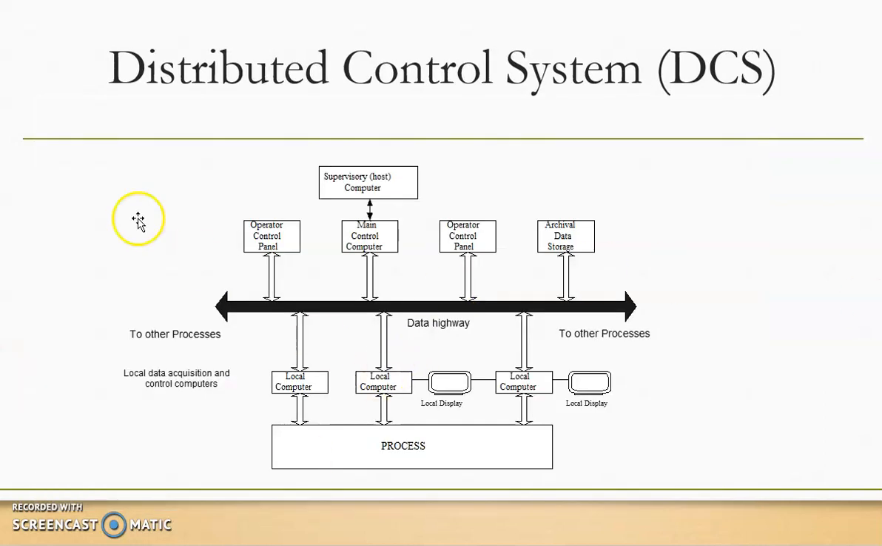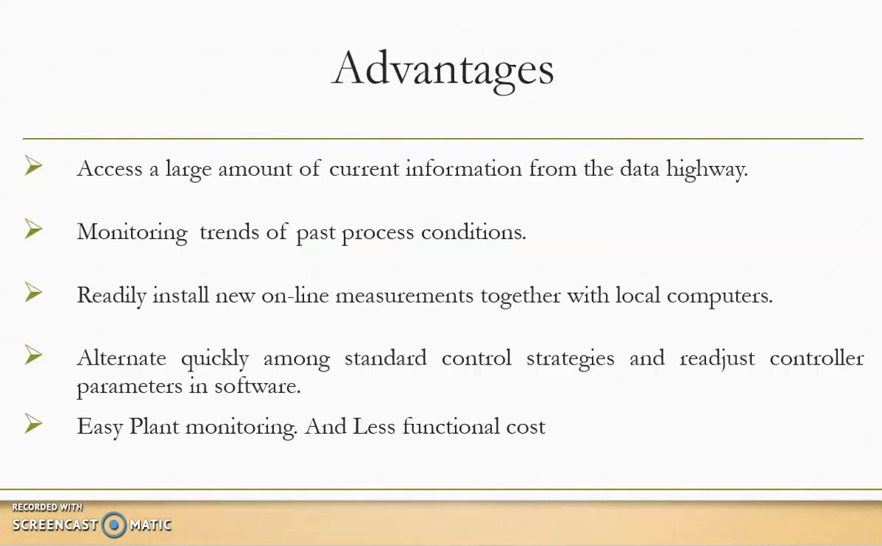So on paper we can draw this kind of diagram. The process is there, and the local computer sends the information to the supervisory controller or computer. Then the supervisory controller can take action and again send it back to the process. That is how the PLCs, which are located here, transfer the information from the process to the supervisory host and from the supervisory computer to the process. So that's how the DCS control system plays a very important role.